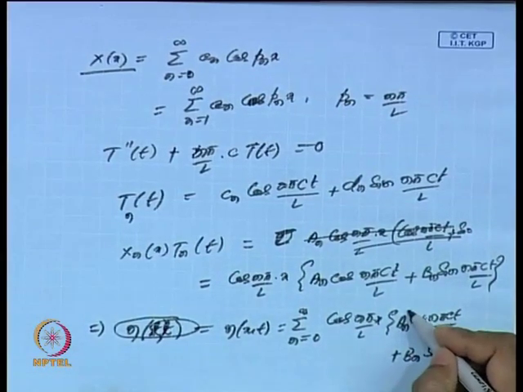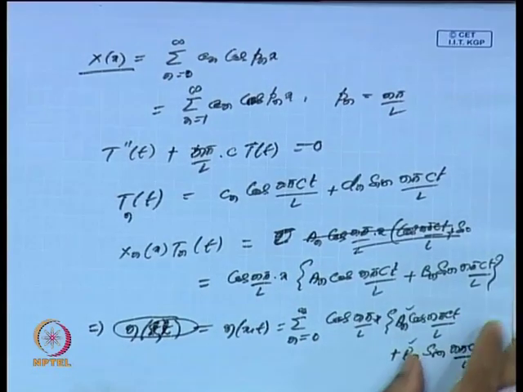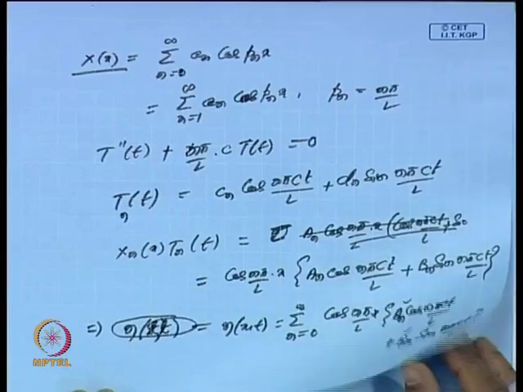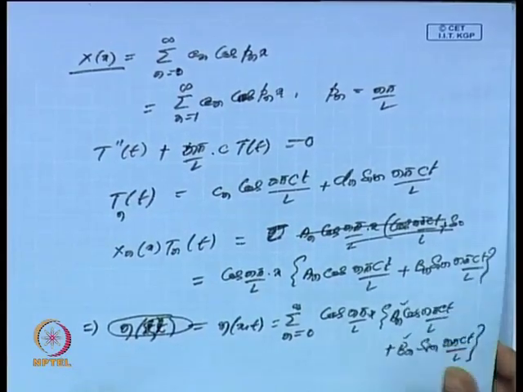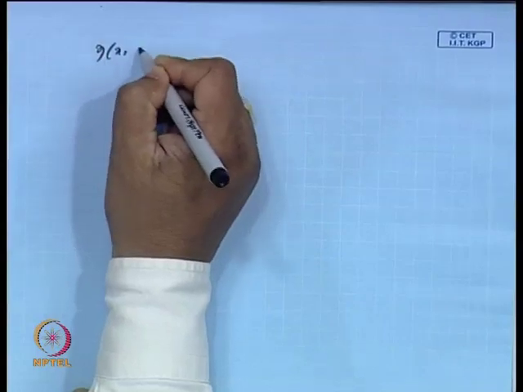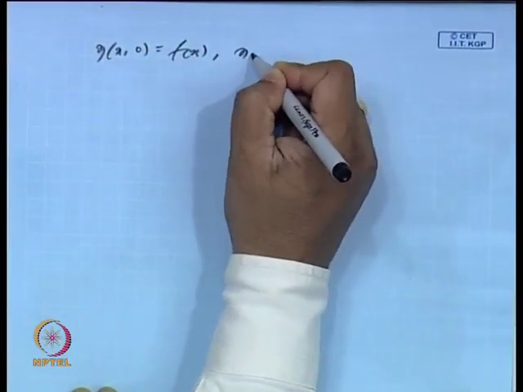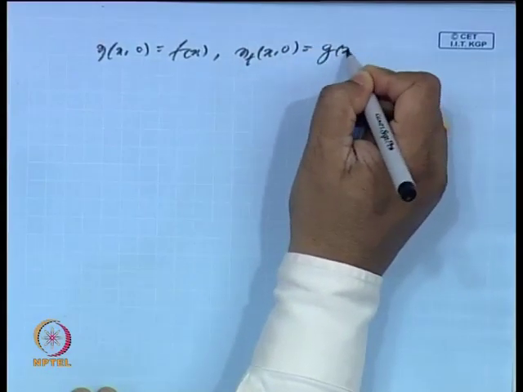So, now I have two sets of unknowns, a_n's and b_n's, and to obtain these two sets of unknowns, I have again two more conditions, because I have only utilized the two boundary conditions. Now, I have two initial conditions. The two initial conditions give me that eta(x,0) = f(x), and eta_t(x,0) = g(x).